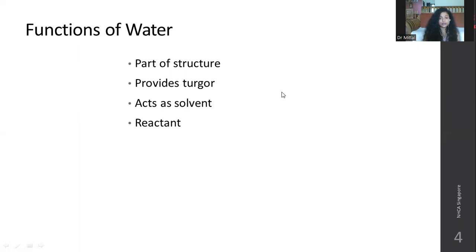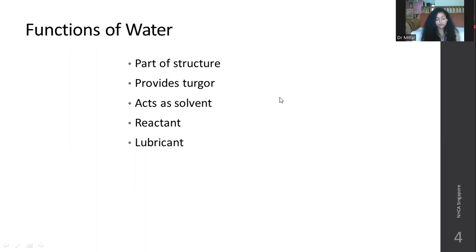Water as a reactant. It participates in a variety of different reactions within your body, at enzymatic levels and at cellular levels as well. Water is required as a catalyst or as a major source of reactant for various chemical activities taking place in your body, enzymatic activities that are taking place in your body.